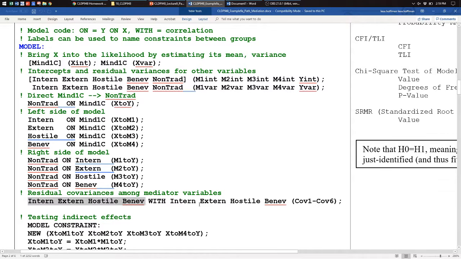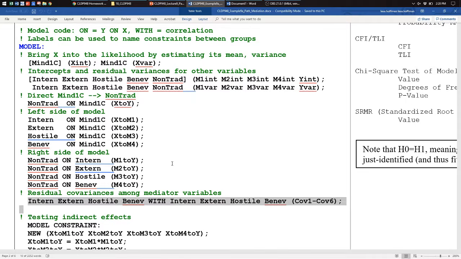And then here's all possible covariances among the mediator variables. That's it. Now you know all 3 of the major commands in Mplus. You learned "by," that's for latent variables, right? "Measured by." "With," you already knew, which is covary. And now you know "on." That's it. Now you can do structural equation modeling.